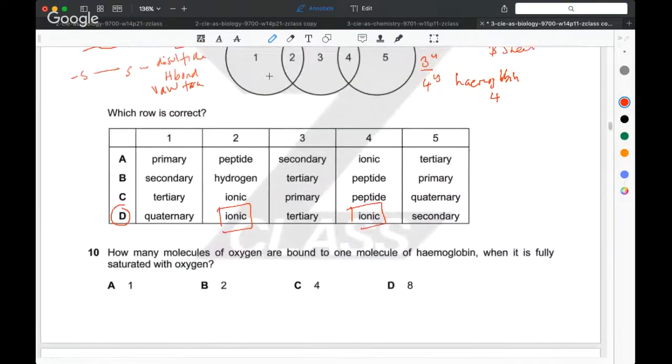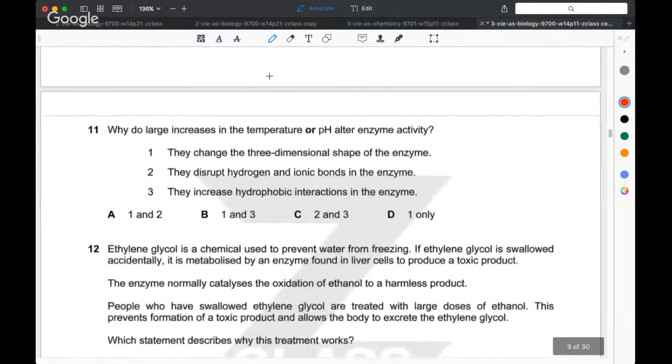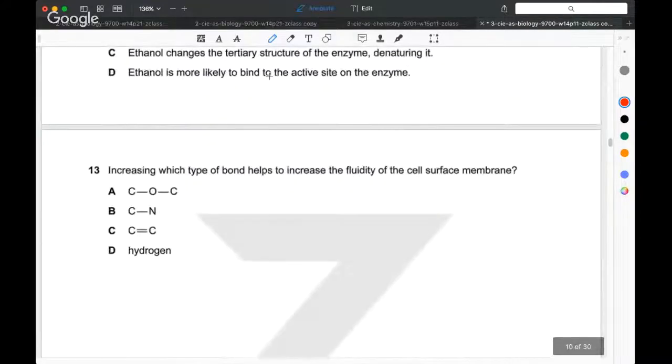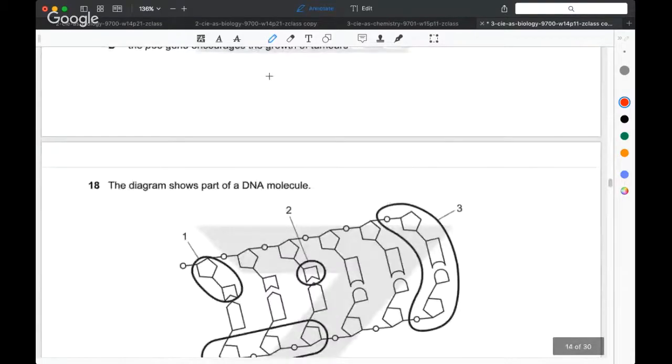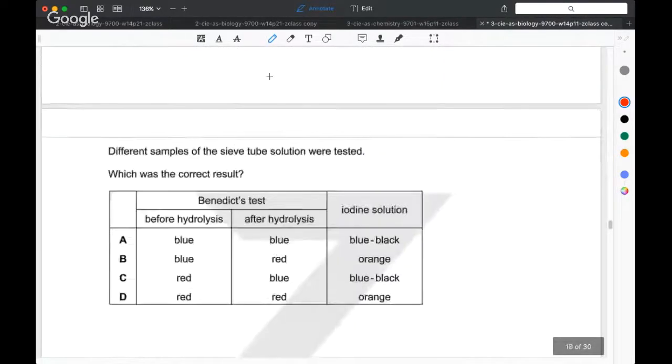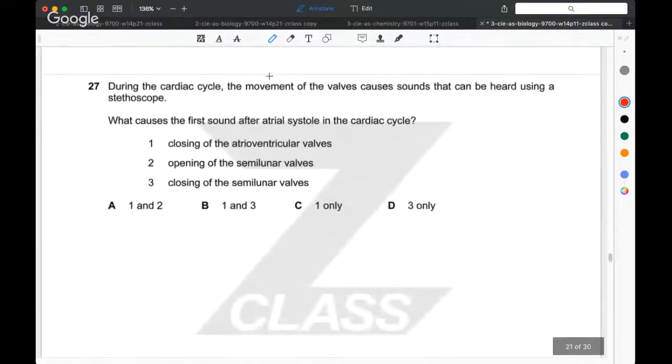Okay, so the next one that the examiner pulled out for students as being particularly hard was question 27. So let's scan very quickly forward and try and pick that one up. Okay, and this is talking about the different phases of the cardiac cycle, the heartbeat. And it says that the sound that you can hear through a stethoscope is related to the valves in the heart. And so the question here then is, well, what's the first sound that you hear at a particular point in the cycle?